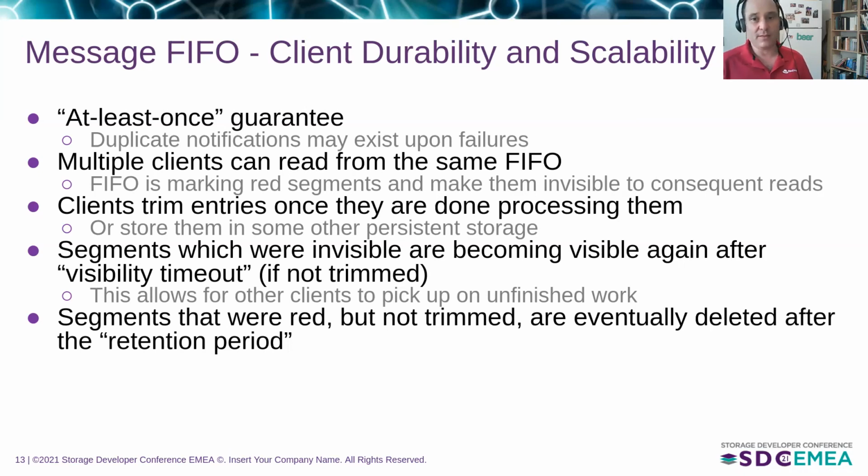Clients trim the entries explicitly when they're done processing them. This actually guarantees that if the client crashed and didn't finish the processing, it would not trim it. So after some timeout, what we call the visibility timeout, if something is not trimmed, it will appear again, and another client could read it again. So this would be like the retry mechanism. So clients can retry stuff that other clients started processing but died in the middle. Things that have been read but not trimmed are eventually deleted after some retention period, just to make sure that the queue doesn't build up with endless messages over time.